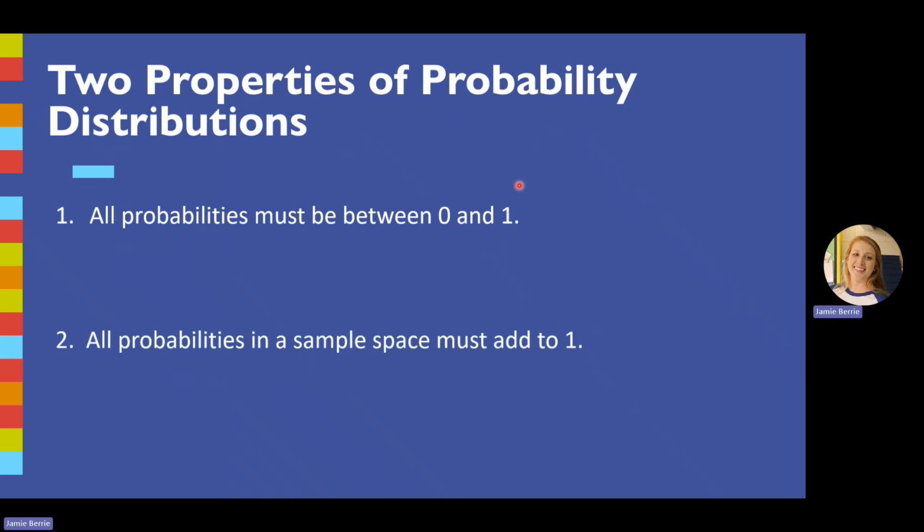All right, and then our second property is that all of the probabilities in your sample space have to add to 1. All right, so if we're looking at a table, then all the probabilities in that table need to add to 1 for it to be a valid probability distribution.